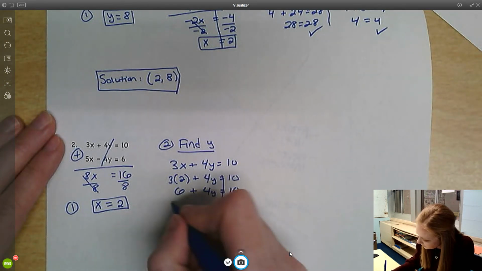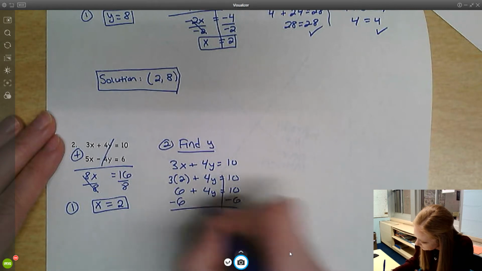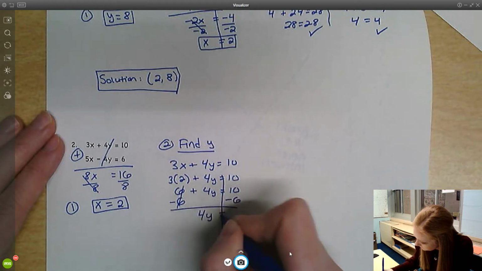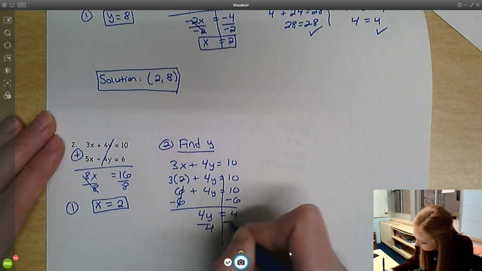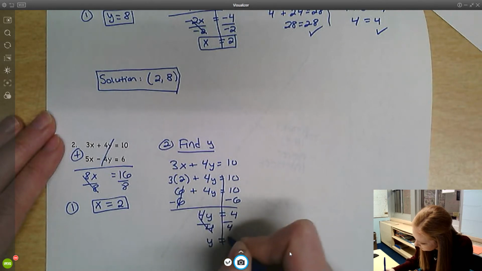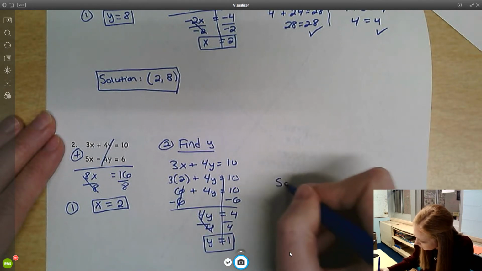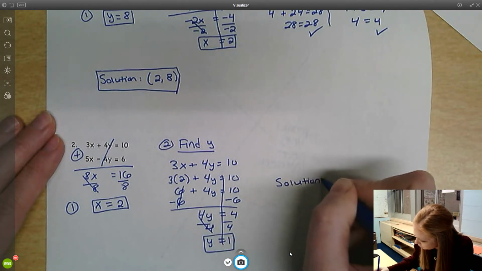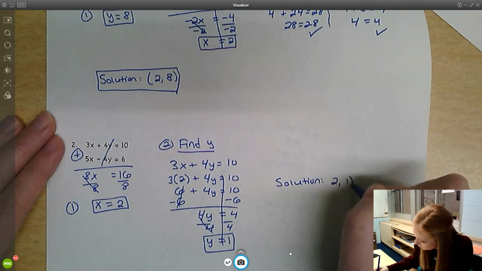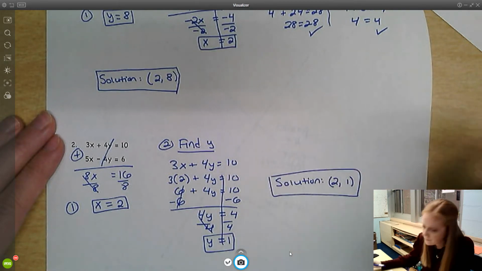3 times 2 is 6. Let's minus that constant on both sides. And then divide by 4 on both sides. We know y is 1. Our solution is x comma y, so 2 comma 1.